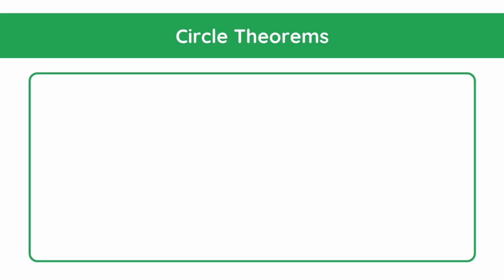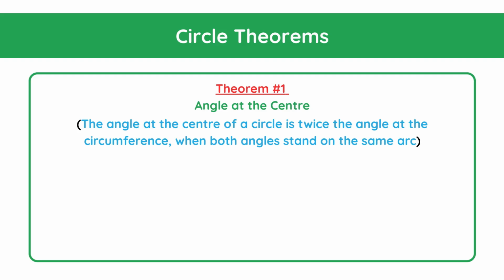Now let's get started. Let's begin with the first theorem, which is the angle at the center theorem. The rule is this. The angle at the center of a circle is twice the angle at the circumference when both angles stand on the same arc.